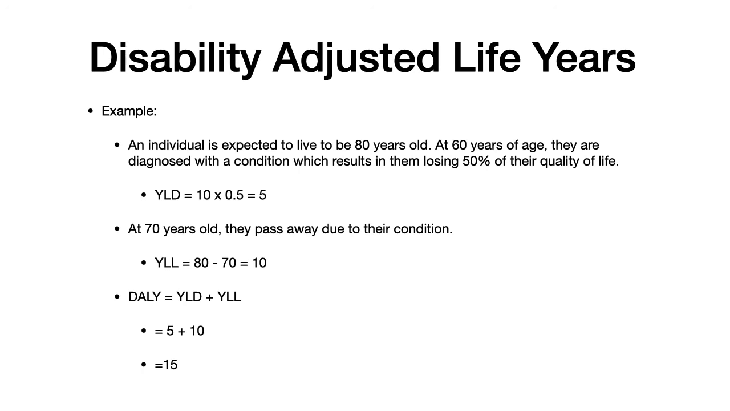That means that last 10 years are total years lost, so years of life lost. So our years lived with a disability would be 5 years, and our years lost is 10 years. That means our disability adjusted life years for that individual would be 5 plus 10, which would be 15. This is an oversimplified example, but just so we can put it into practice and see what that looks like.